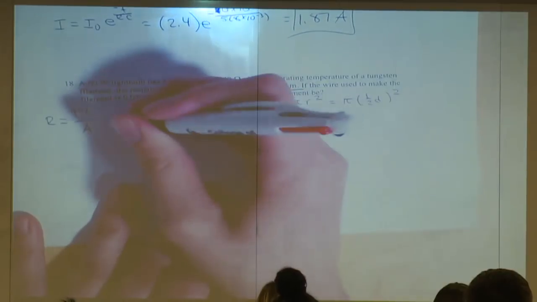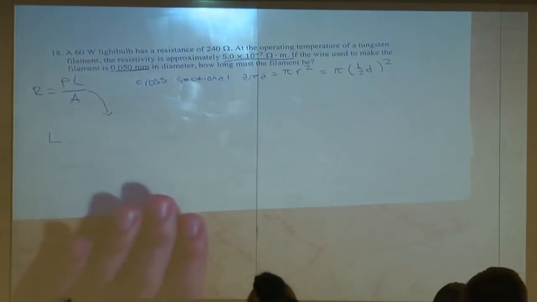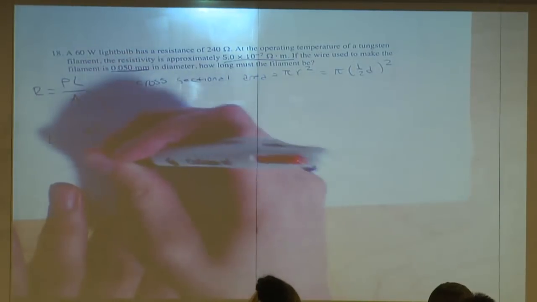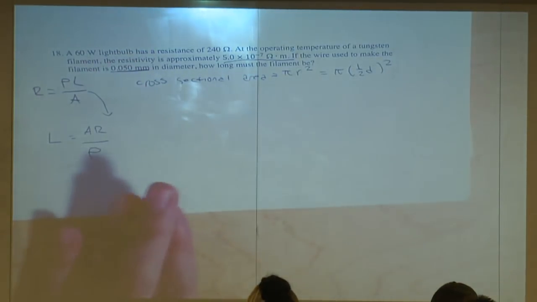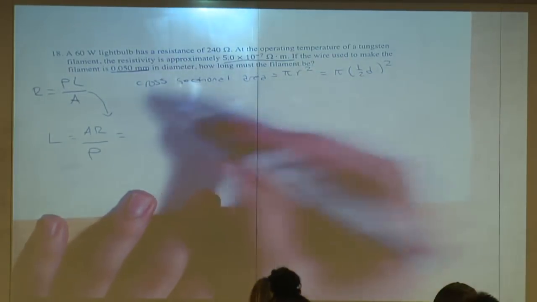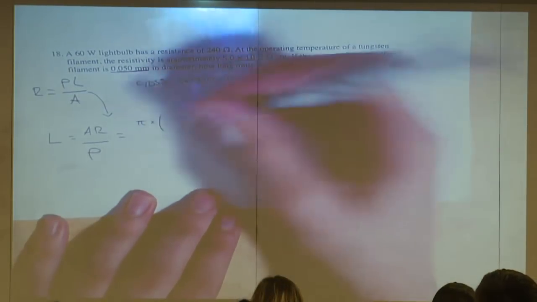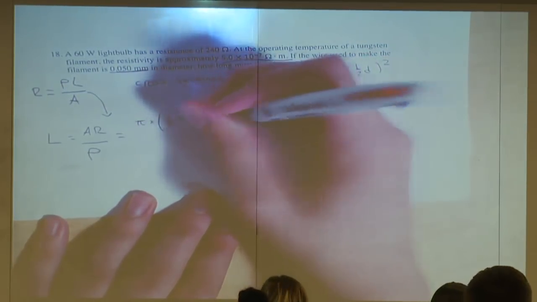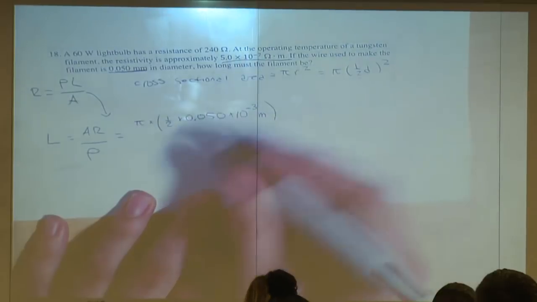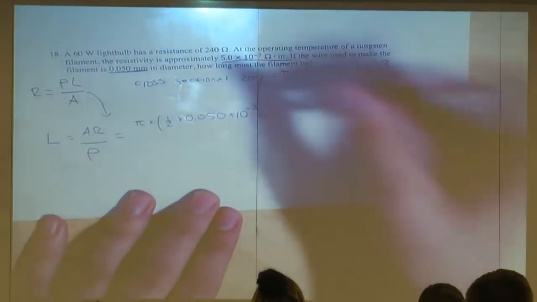Okay, so if you solve this for L, you get L equals AR over rho. Sorry, it's not P, it's rho. So for this one, the area is just going to be pi r squared, so it's pi times, I wrote in here 1/2 times 0.050 times 10 to the negative third meters, or you could just write that as 0.025 to make it not look like that. So it's pi r squared, right?